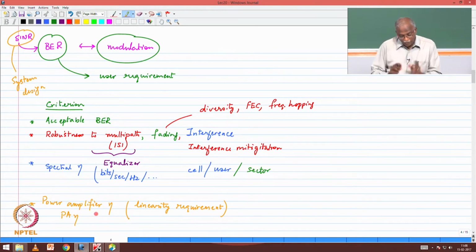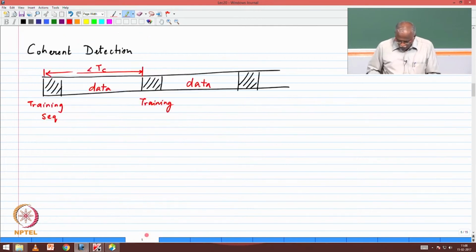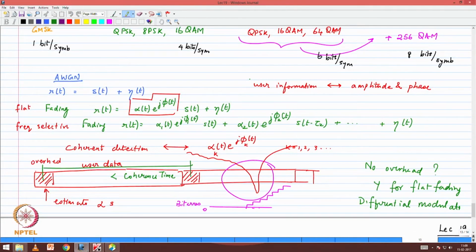We also said not to forget that a very practical element would be the power amplifier efficiency, that it could offset the advantages that you get in terms of BER if you have something that gives you very good power amplifier efficiency. Okay, now let me just shift to the previous graph where there were a lot of questions.